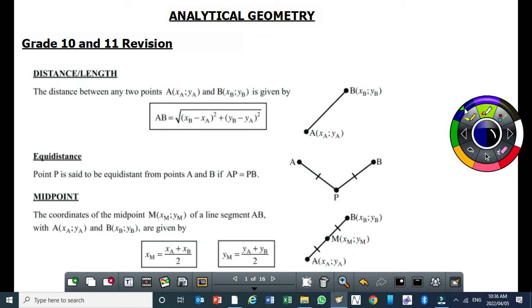The distance formula. Okay, you know this already. The distance formula, right? So you are expected to know your distance formula. You will see it in the June examination and so on. You are also supposed to know your midpoint, how to calculate the midpoint of a line segment. You were taught that in grade 10, so I'm not going to treat you like beginners here.